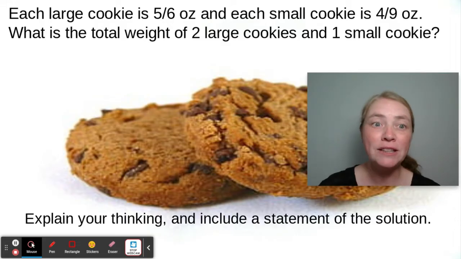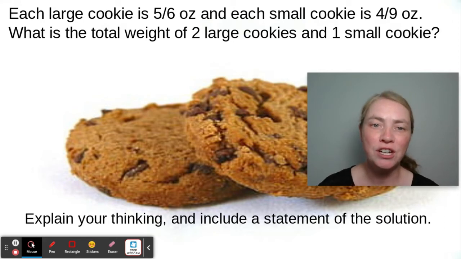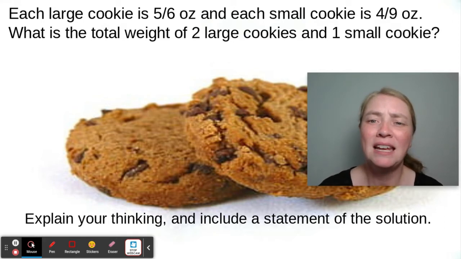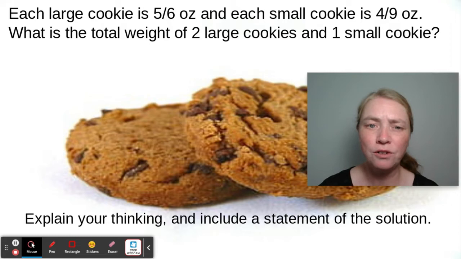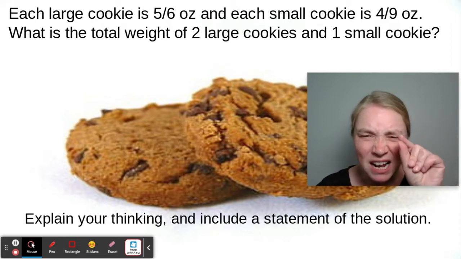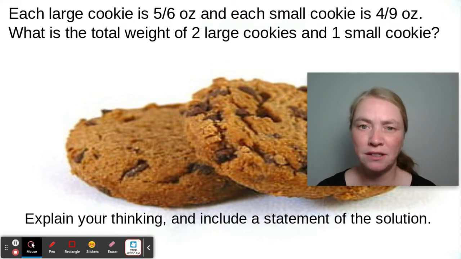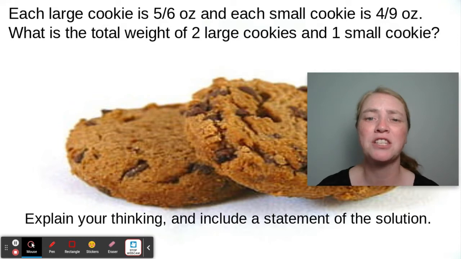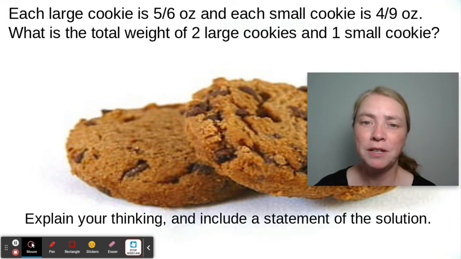All right, wow, look at those big cookies. So this is the question that we're going to be solving together today. Each large cookie is 5/6 of an ounce, and each small cookie is 4/9 of an ounce. What is the total weight of 2 large cookies and 1 small cookie? Explain your thinking and include a statement of the solution. I cannot wait to get started on this question so that I know how much these 3 cookies weigh together. So I'm going to move over to my little side paper. I'll solve that problem for you, and I will get back with you for the results.